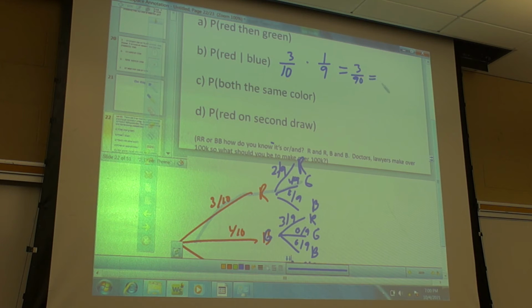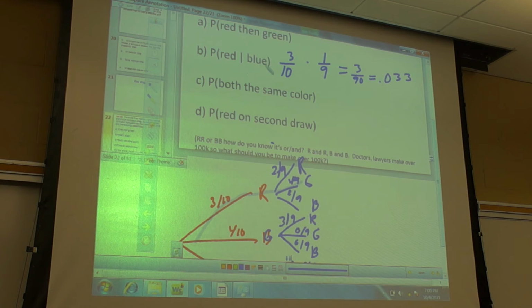Or you could have written .033. And that'd be okay too. I don't care whether you give it to me as a fraction or as a decimal, as long as it's accurate. But if you're gonna do decimal, I need 3 decimal places. Everybody on board? 3 decimals.